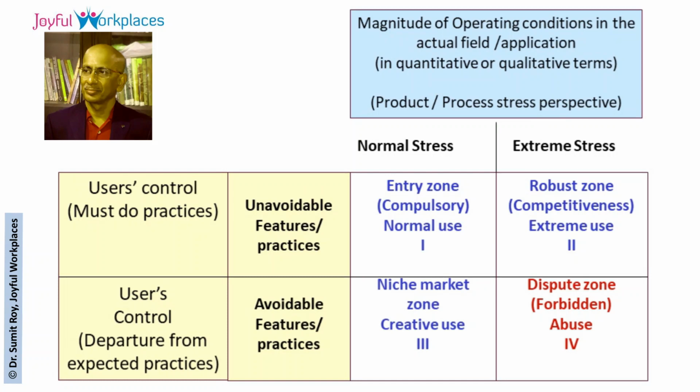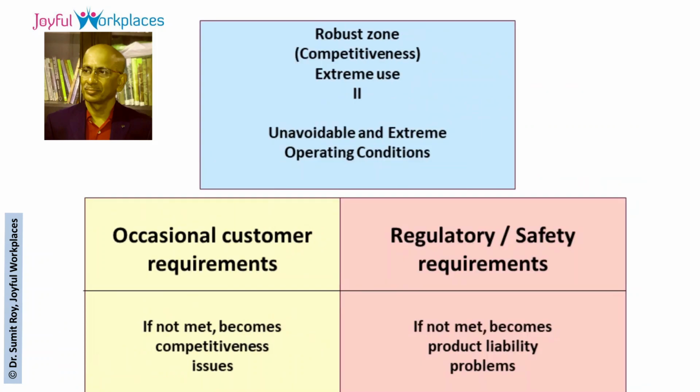And the third part I was saying, for the unconventional practices which are a departure from the expected practices, if those features also can be accommodated in the design, that may result in niche market acceptance by the customers. And the company must be clear, designers must mention properly that beyond which stress level the product would fail, and they can be considered to be forbidden, abuse, and this is definitely coming under the dispute zone. What we would try to do is to take this particular robust zone aspect further.